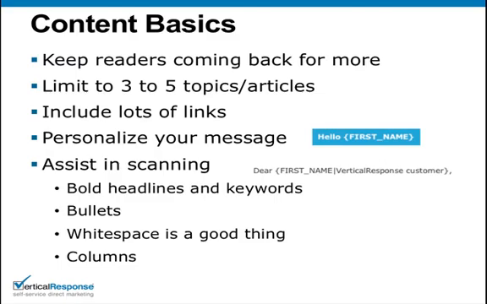Another thing to do is assisted scanning, and we talk about this a lot, but it's generally bolding headlines and keywords, using bulleted lists, creating numbered lists, like 3 top reasons, bullet 1, 2, 3, list them. White space is a good thing. You don't want to clutter too much. You want to have a little bit of space, and also columns. Some of the VerticalResponse templates have 2, 3 columns, and that helps break up your content as well.